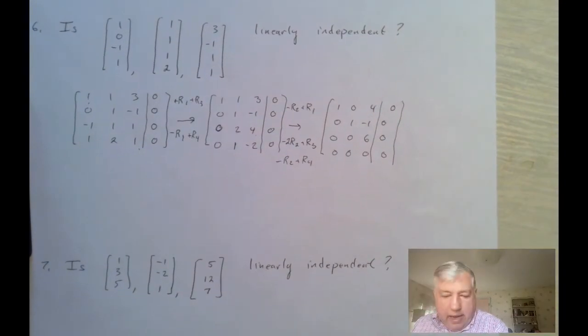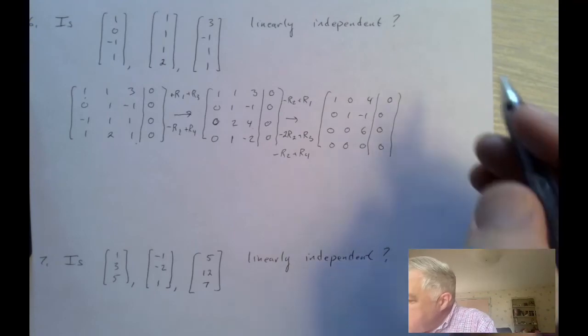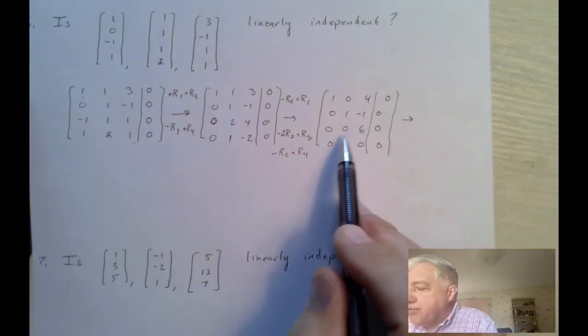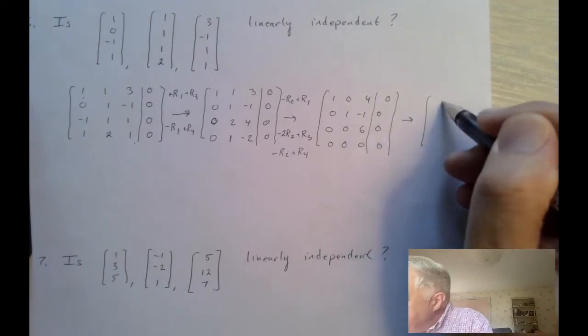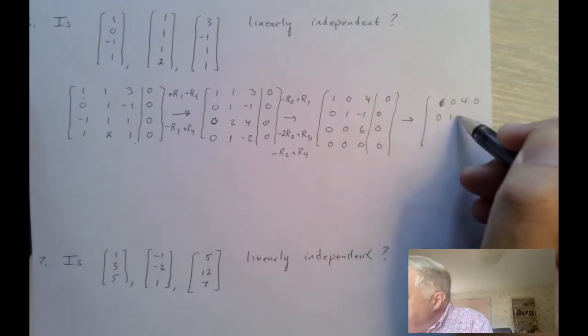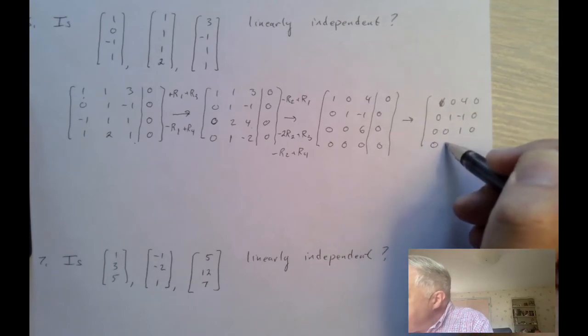All right. In any case, we can see where this is going. This is going to be this 0, 0, 6. We can just divide by 6, and we get 1, 0, 4, 0, 0, 1, -1, 0, 0, 0, 1, 0, and 0, 0, 0, 0.